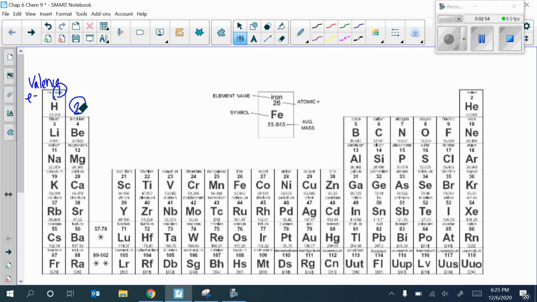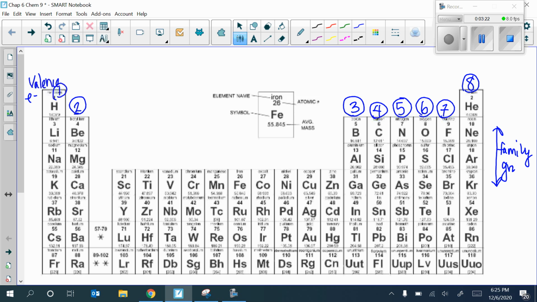And then we're going to skip all these transition metals in the middle. And the boron family has 3 valence electrons. Carbon has 4. The nitrogen family, remember families go up and down, has 5. Oxygen family has 6. Fluorine is 7. And the helium family goes up and down, is 8. And you might want to draw a little note that this is called a family or a group when you go down. Okay, so a family or a group.